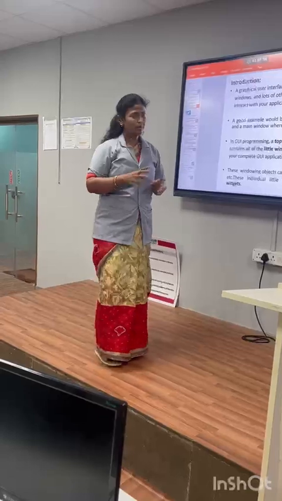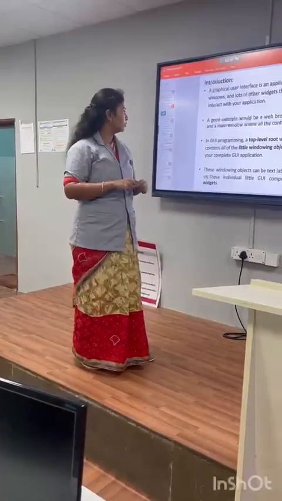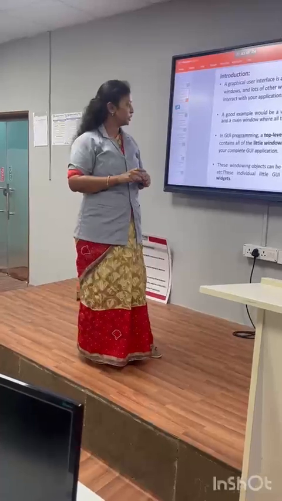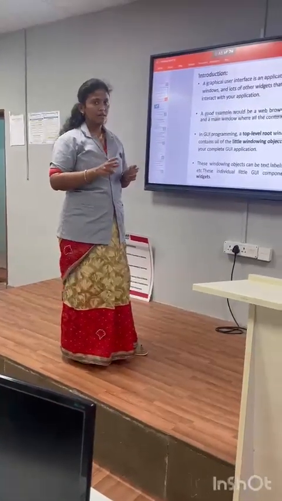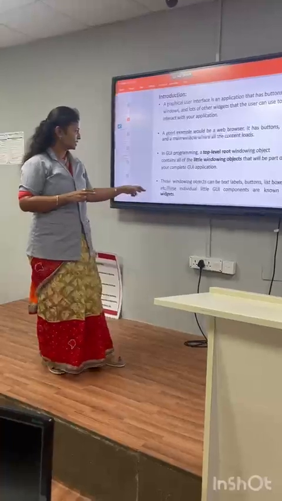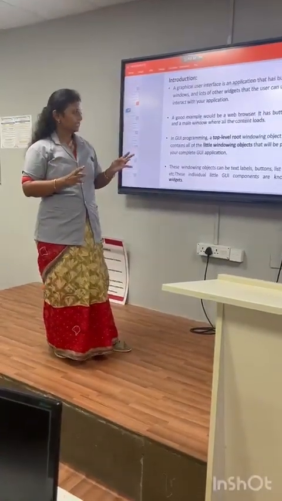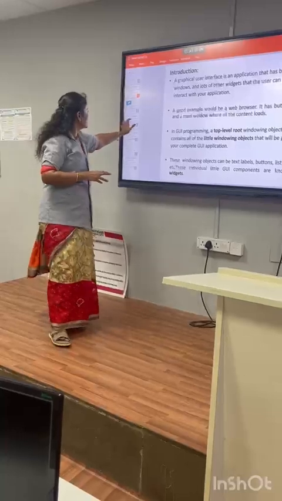In GUI programming, the top-level root windowing object contains all of the little window objects. So this is a part of our GUI application. This application contains mainly text labels, buttons, list boxes, etc. These are all called widgets. These buttons, text, and list boxes are called widgets.